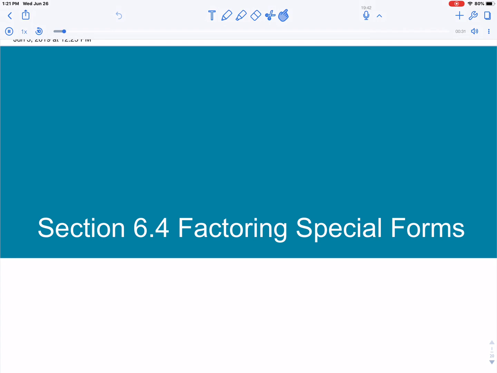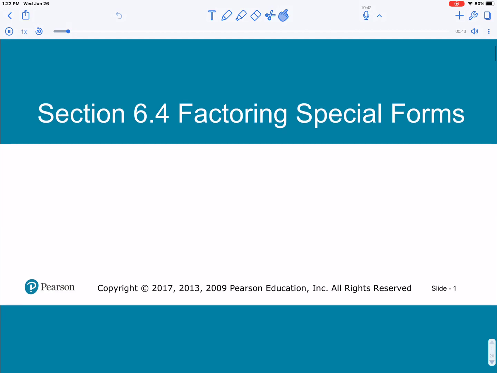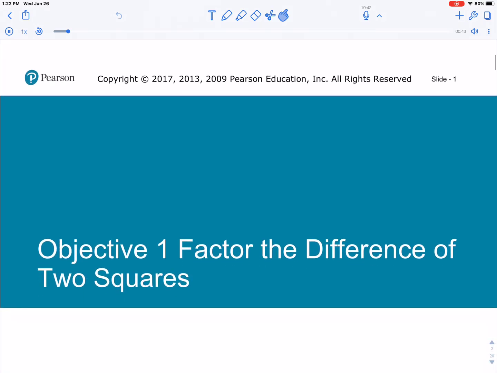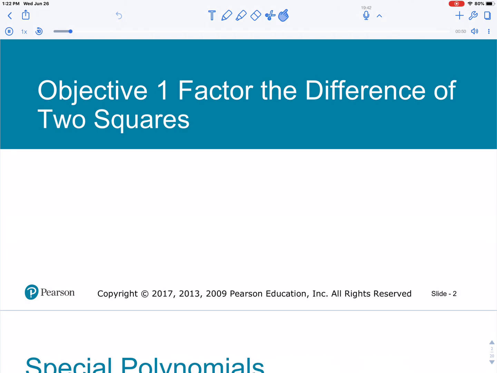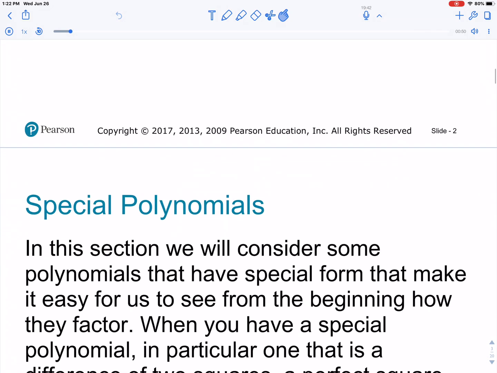When you have special polynomials, in particular, one that is the difference of two squares, a perfect square polynomial, and the sum or difference of cubes, we will have a factoring formula to memorize that will help us know how to proceed in these.